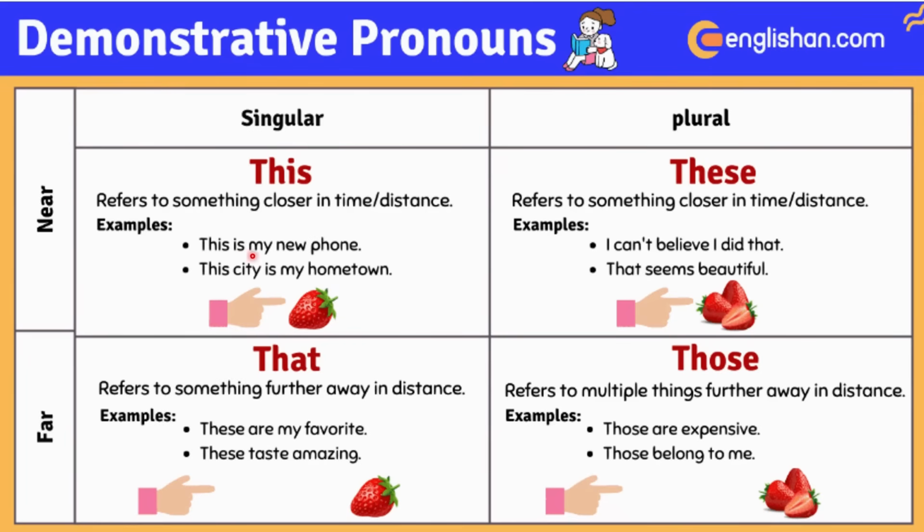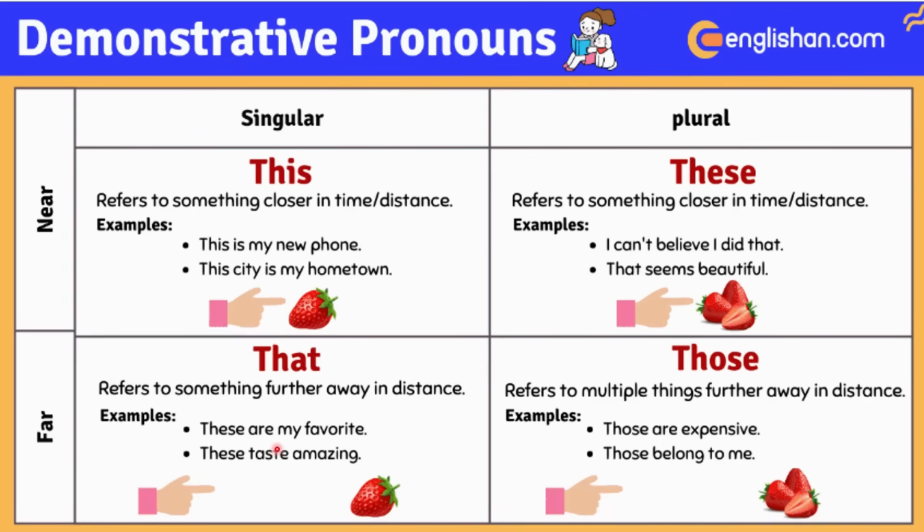Examples, this is my new phone. This city is my hometown. Near, plural, these, refers to something closer in time or distance. Examples, I can't believe I did that. That seems beautiful. Far, that, refers to something further away in distance.